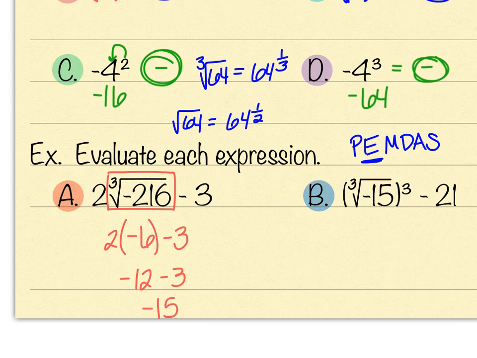In example B, I have to cube root first. However, I'm also cubing. And so like we said in our last section, cubing and cube rooting are inverses, so they'll cancel each other out, just giving me negative 15. If I cube root and then turn around and cube a number, those will cancel each other out. And so negative 15 minus 21, I've got same signs. Well, I will once I rewrite it. Same sign, so I'm going to keep the sign and add. I'll get negative 36.